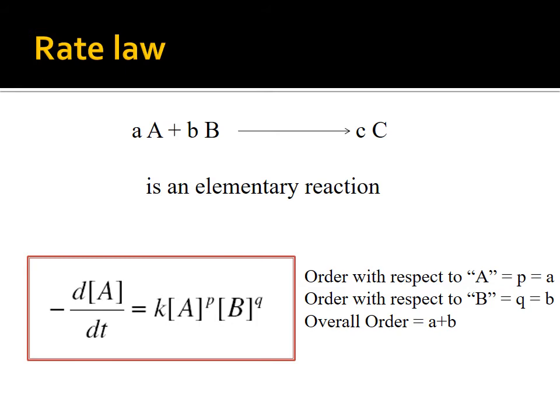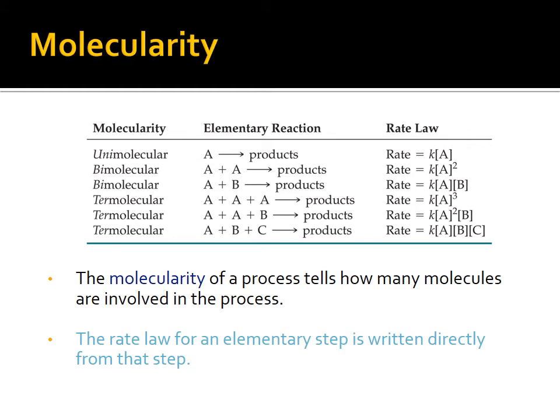Therefore, the number of A molecules in here is represented by the stoichiometric number of A, and the number of B molecules is represented by their stoichiometric number of B. Therefore, when you write down the rate law, p we can substitute with a, because the order with respect to A is the number of molecules of A, and q represents the number of B molecules in this reaction. This table represents the molecularity and examples of elementary reactions and the related rate law. Therefore, you can understand how you can write down the rate law according to the reaction.